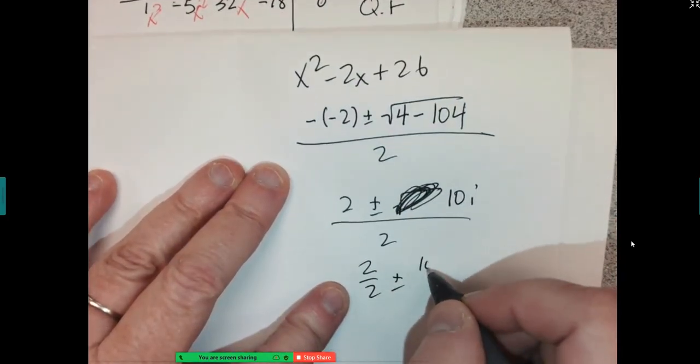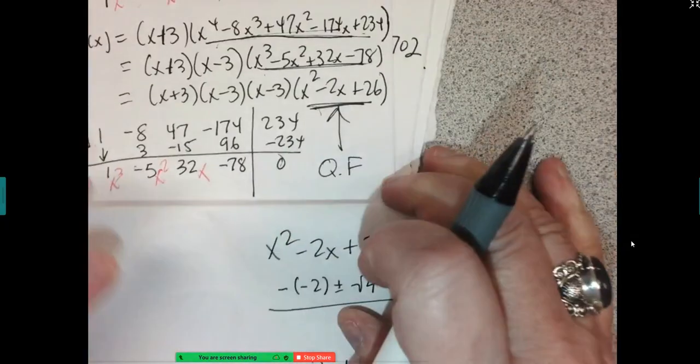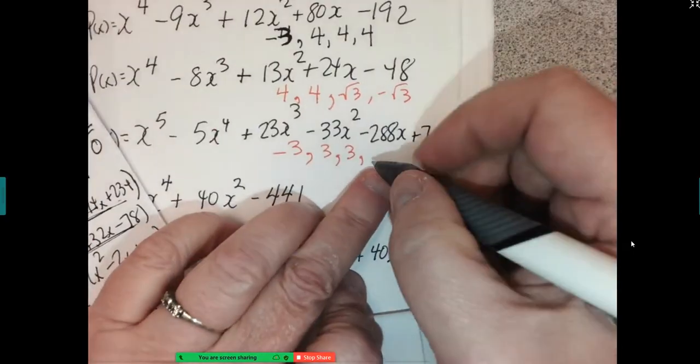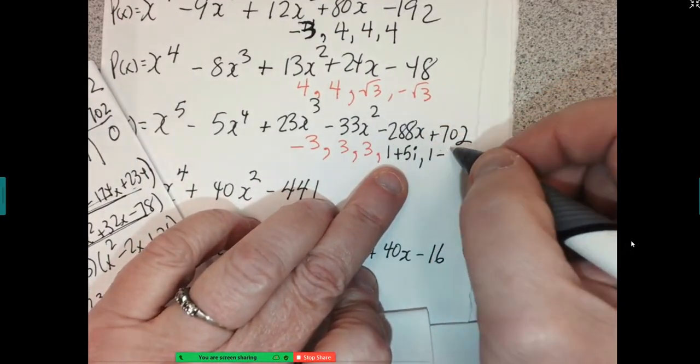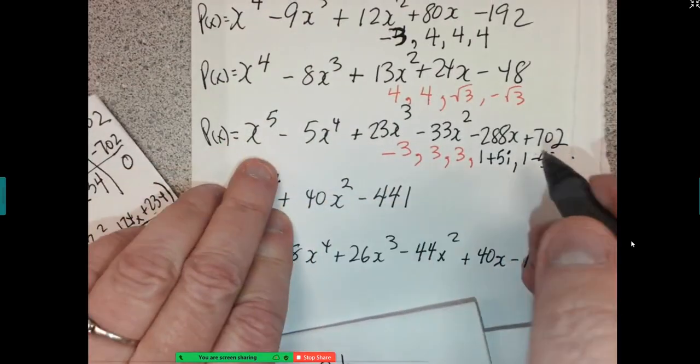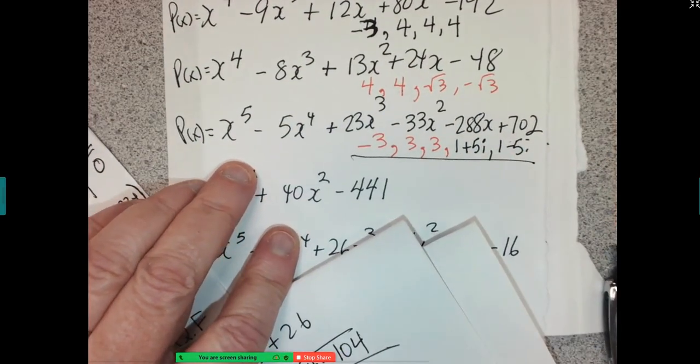So it's going to be 1 plus or minus 5i. So I come back here, and I'm going to have 1 plus 5i and 1 minus 5i. So those are my 5 zeros for that one. And there ends the recording.